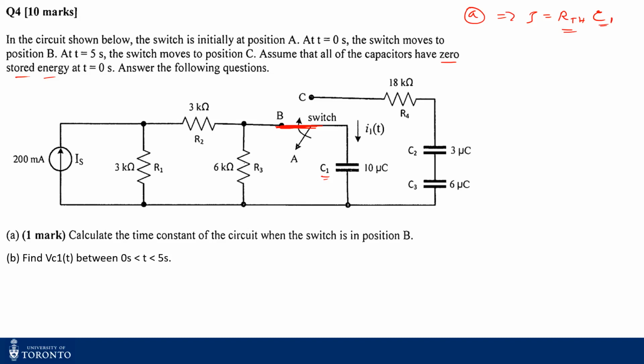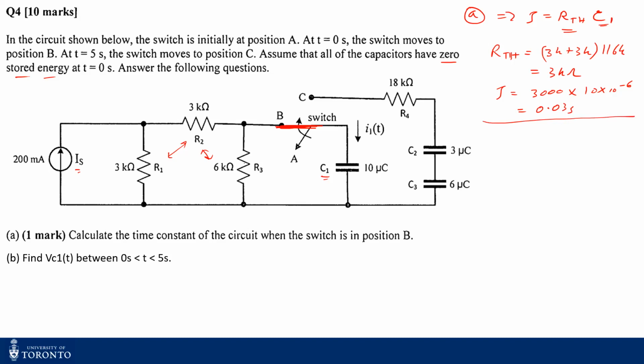You have to turn off all the independent sources. So you turn off the current source IS. Then you have just R1 in series with R2 parallel with R3. So that's your R Thevenin, which is 3K plus 3K in parallel with 6K, so this is just 3 kilo ohms. Now what's your time constant? 3000, which is R Thevenin, times 10 microfarad, which is equal to 0.03 seconds.